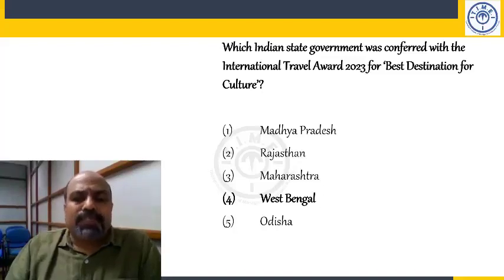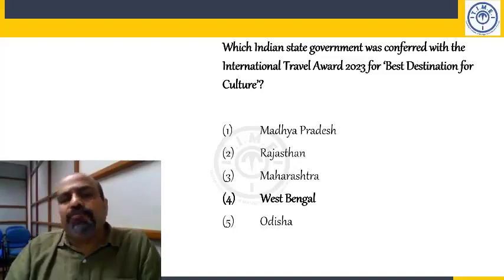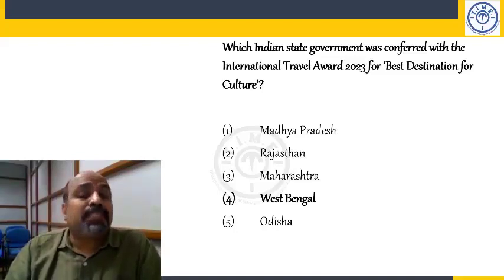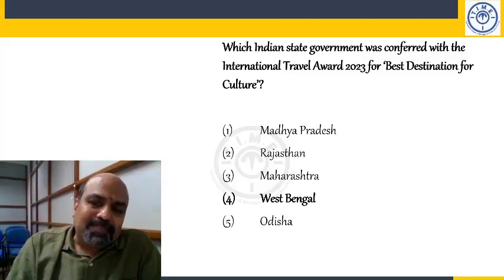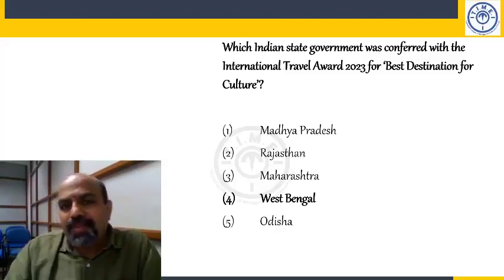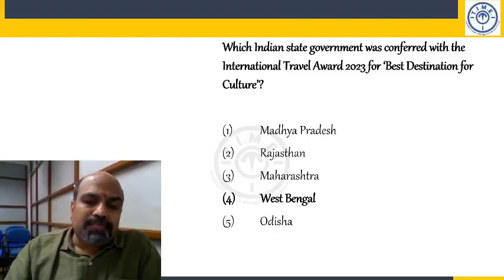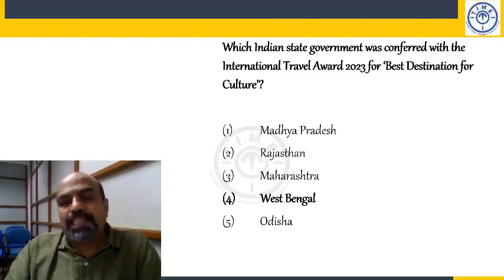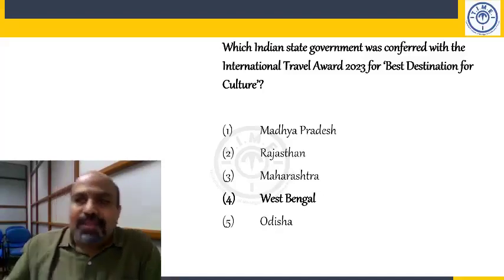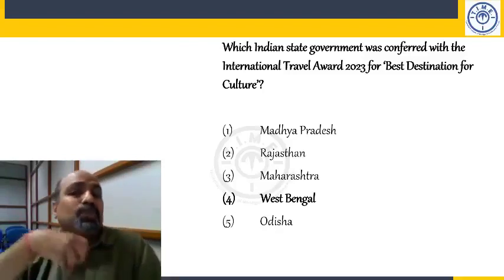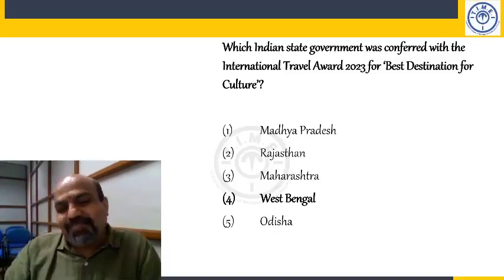Which Indian state government was conferred with the International Travel Award 2023 for Best Destination for Culture? West Bengal. Yeah, the land of Rasgulla. It's an amazing place, especially the cuisine. How does it promote tourism? It promotes tourism with this tagline: "The sweetest part of India." Nice, actually. It invites you to come to the sweetest part of India, West Bengal.